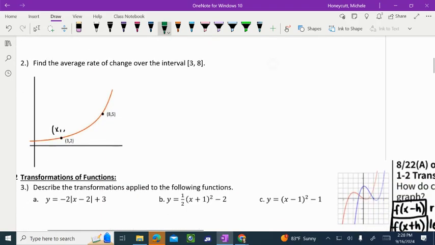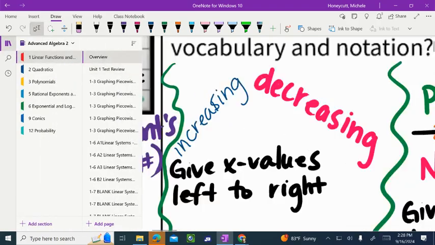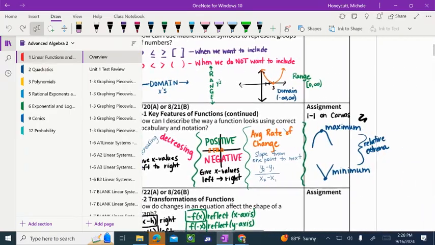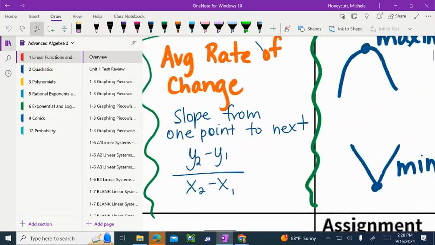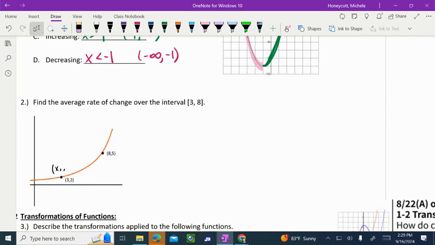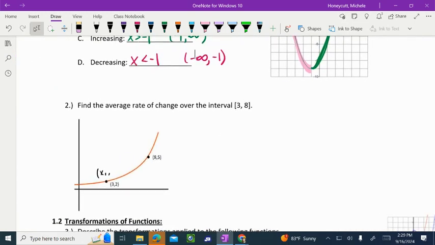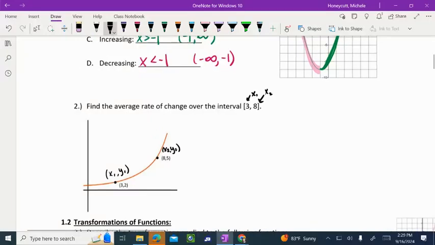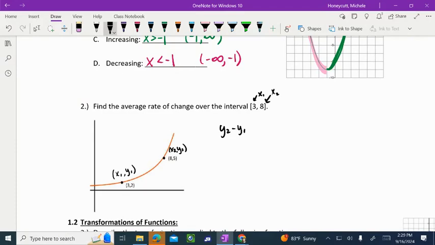For number 2, average rate of change. I think we wrote that down. Yes, the average rate of change is the slope from one point to the next. And there is the slope formula, but we'll write it down again. When it says the average rate of change over the interval from 3 to 8, these are x values. So this would be x1, and 8 would be x2. So x1, y1, and x2, y2. The average rate of change formula is y2 minus y1 over x2 minus x1.